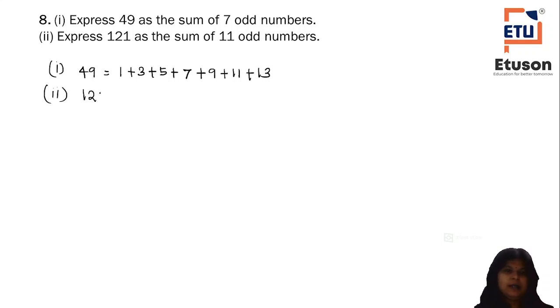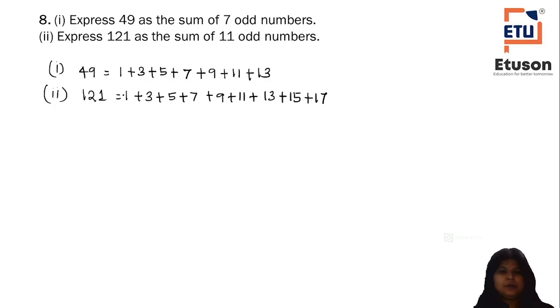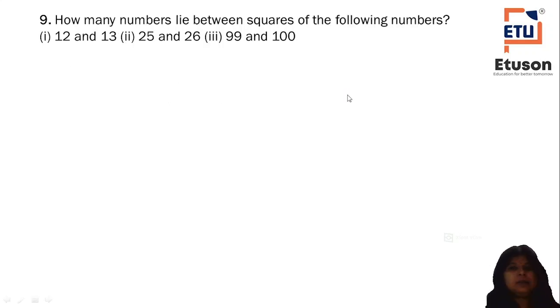Then you have 121. 11 odd numbers. So 1 plus 3 plus 5 plus 7 plus 9 plus 11 plus 13 plus 15 plus 17. So you have 1, 2, 3, 4, 5, 6, 7, 8, 9, 10 and 11. Correct or not? So hope you have understood it. So you have how many odd numbers here? You have 11 odd numbers here. Correct? So now let us go to the next problem.